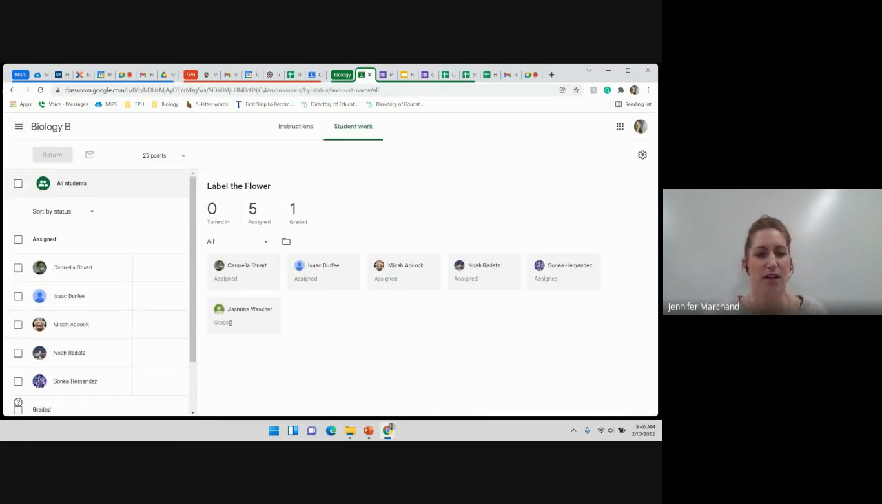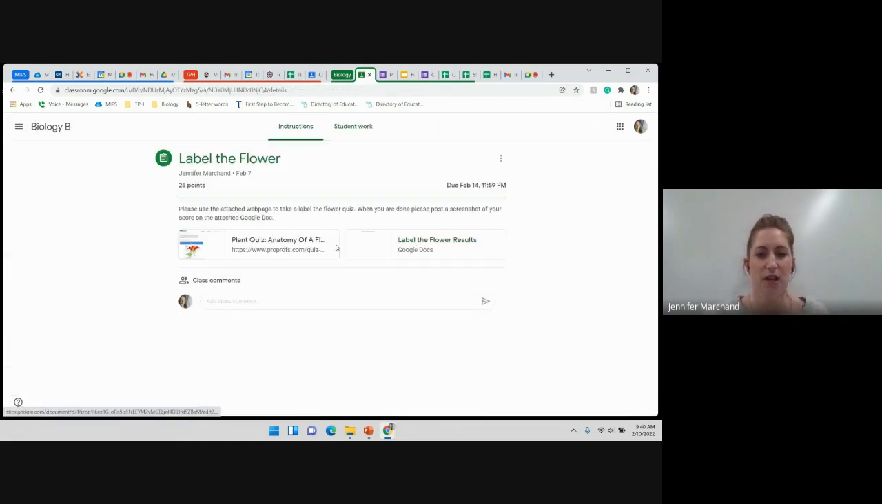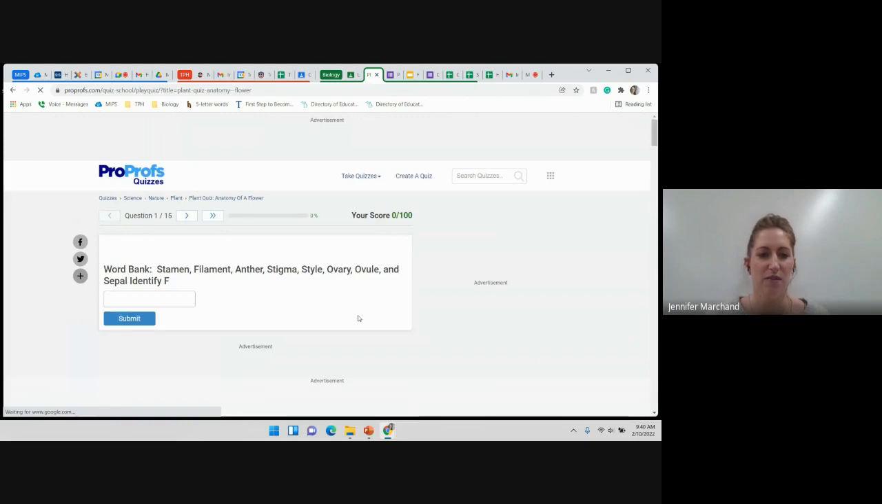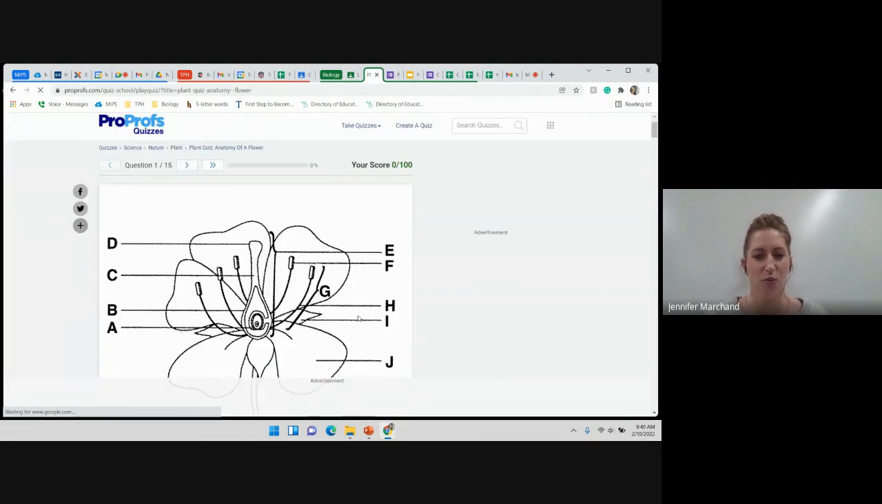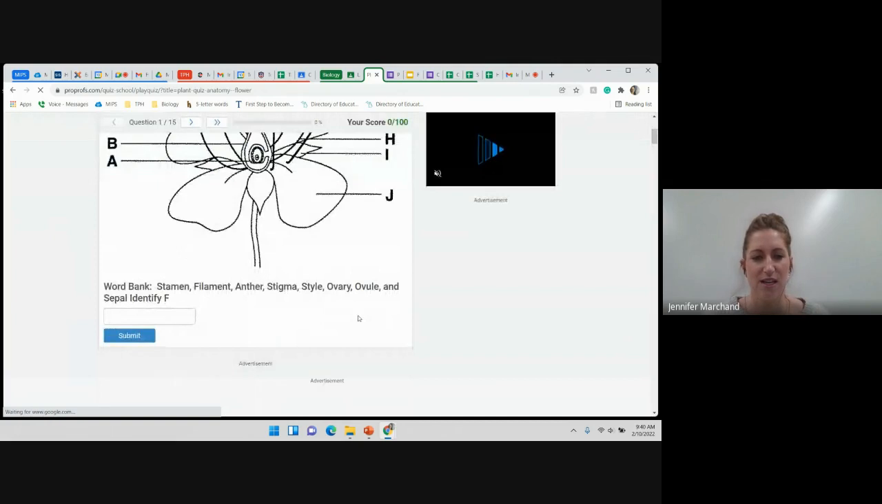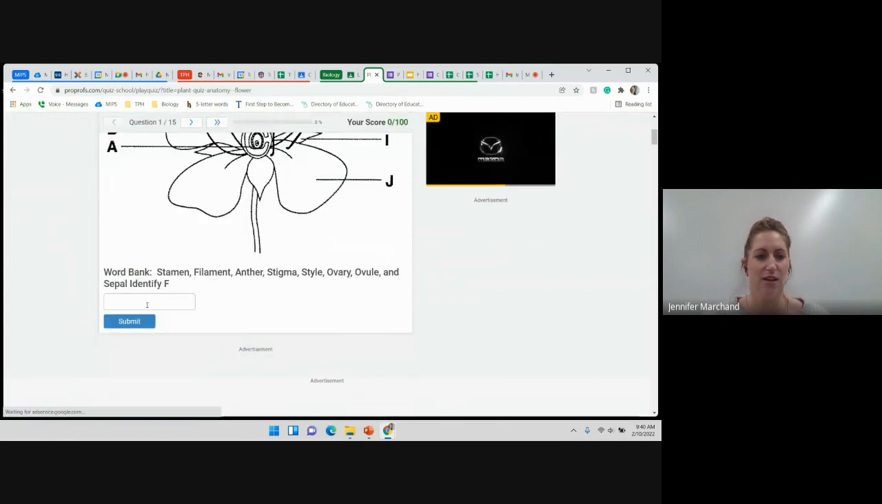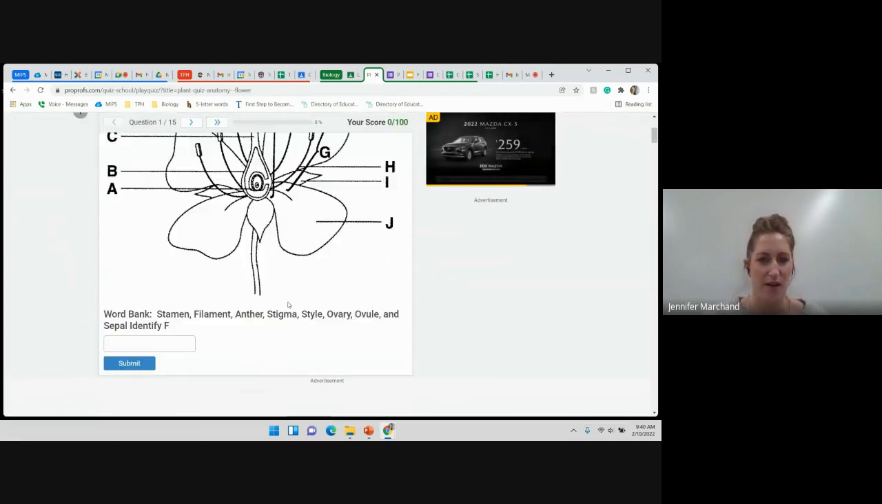What you're going to do is click on this link right here, and it will take you to a separate web page. Let's do that just so you know what it looks like. You're going to click this start button here, and it's going to walk you through this. It provides you with a nice little word bank here. It says stamen, filament, anther, stigma, style, ovary, ovule, and sepal, and you need to identify F. So you see the F is pointing here, and then you have to type down here what you think that is.